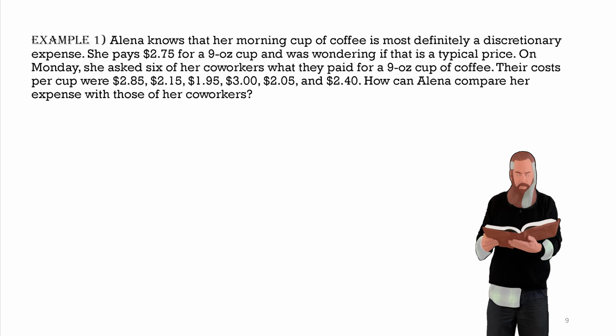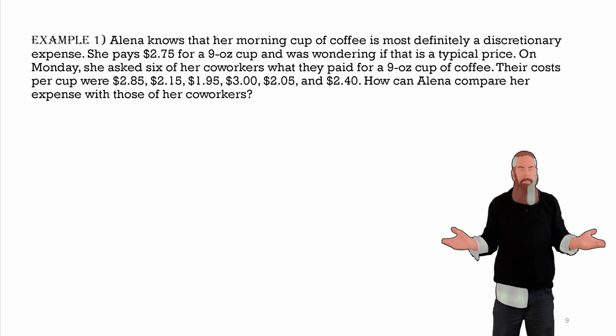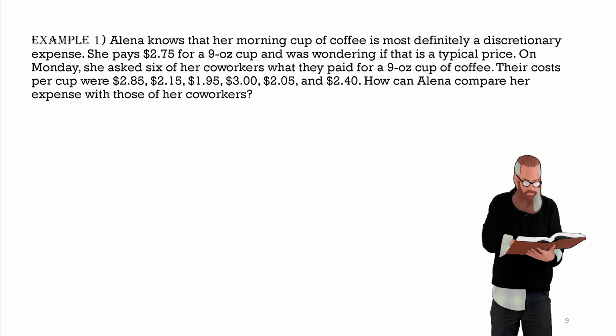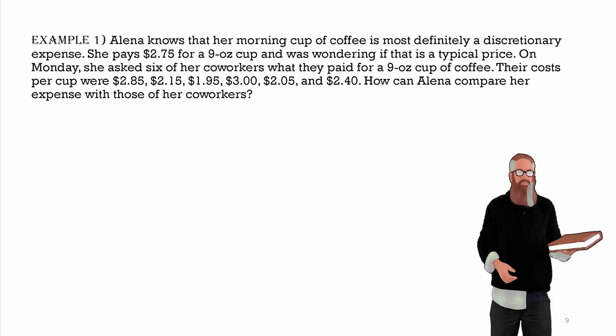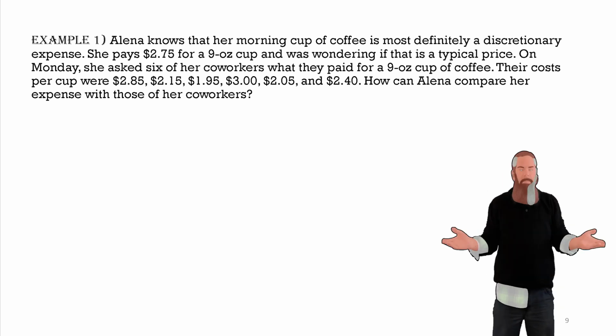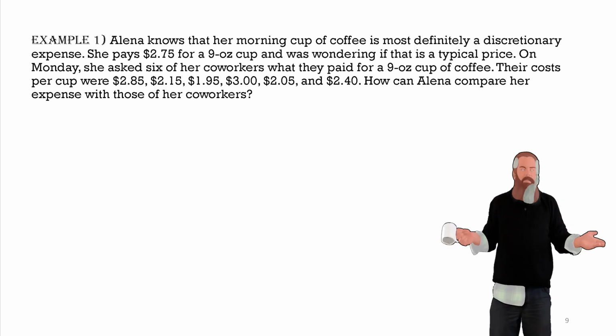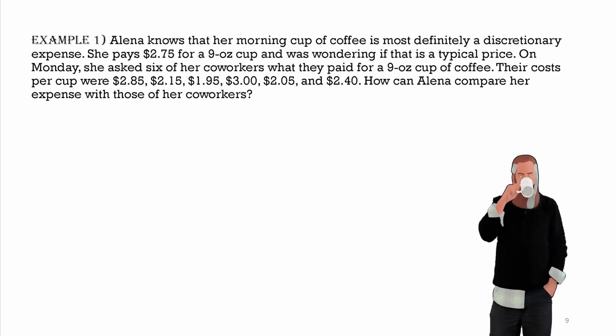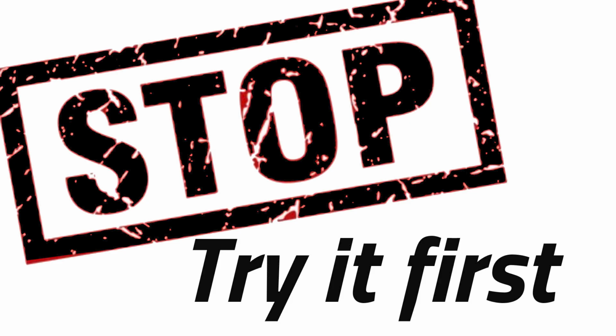Alena knows that her morning cup of coffee is most definitely a discretionary expense. She pays $2.75 for a 9-ounce cup of coffee and was wondering if that is a typical price. On Monday, she asks 6 of her coworkers what they paid for a 9-ounce cup of coffee. Their costs per cup were $2.85, $2.15, $1.95, $3, $2.05, and $2.40. How can Alena compare her expense with those of her coworkers?